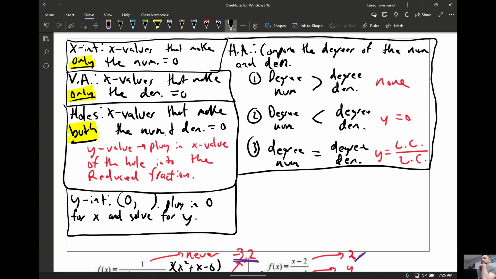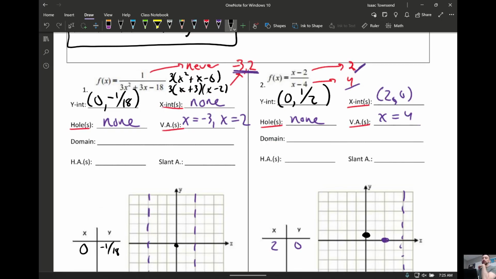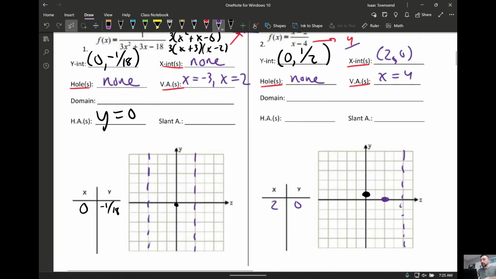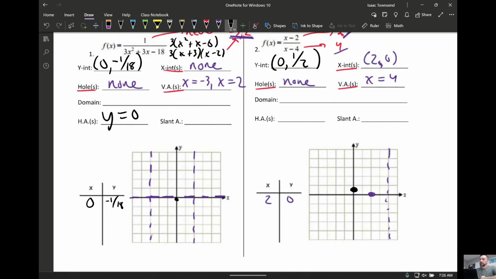Okay, so if we apply these rules to questions 1 and 2. Question 1, the numerator has a degree of 0 because there's no x's, and the denominator has a degree of 2. So when the degree of the denominator is bigger, your horizontal asymptote is y equals 0. Now that's another type of asymptote, so we should graph it as a dashed line also. And then in question 2, looks like the degrees are equal, so leading coefficient over leading coefficient would be 1 over 1. So question 2, the horizontal asymptote is y equals 1. So graph that dashed line.